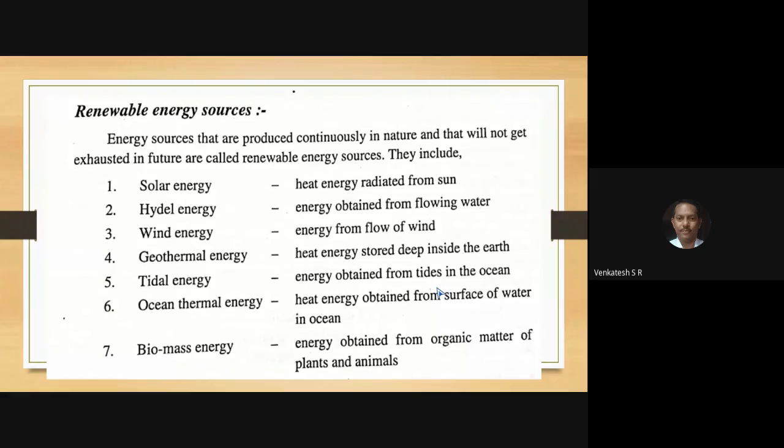continuously in nature. All of you observe the word continuously in nature, and that will not get exhausted. So there is no chance of unavailability, and no question of exhaustion of energy sources. If you use it, energy that is continuously produced in nature is renewable energy sources.